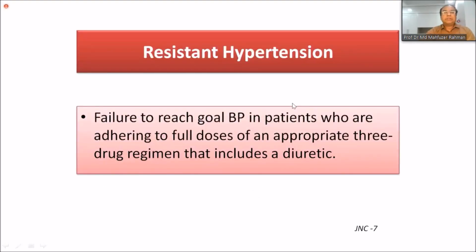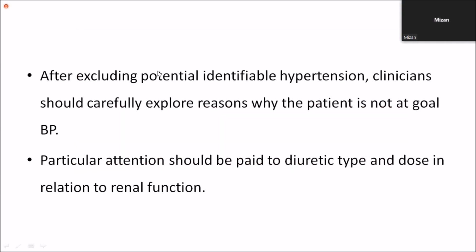And there is resistant hypertension, you see: failure to reach goal blood pressure in a patient on a three-drug regimen that includes a diuretic. After excluding potential identifiable causes of hypertension, clinicians should carefully explore reasons why the patient is not at goal blood pressure, and particular attention should be paid to diuretic type and dose in relation to renal function.